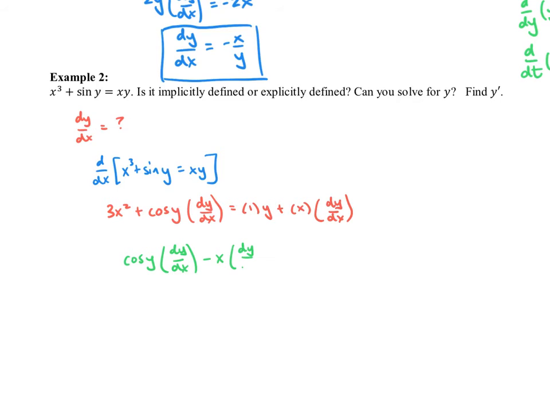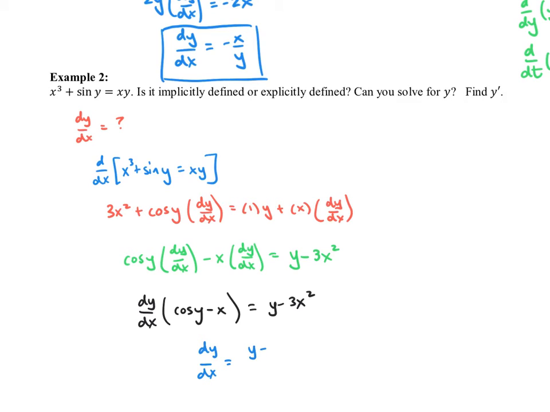So I'm moving the x dy dx over to the left by subtraction, and then we'll move the 3x squared over to the right because it does not have a dy dx in it. Then we will factor out the dy dx so we can ultimately solve for it. So we have cosine y minus x, and we simply finish by dividing by cosine y minus x, and we get our slope. And that's all there is to that problem.